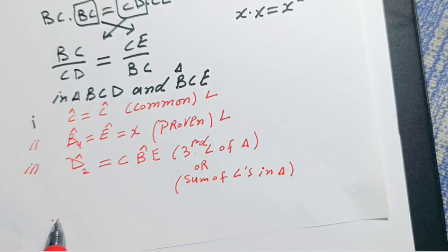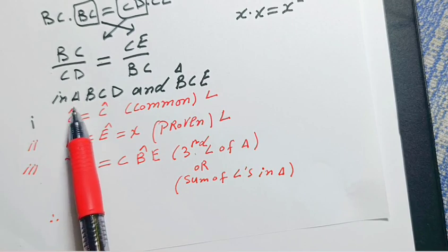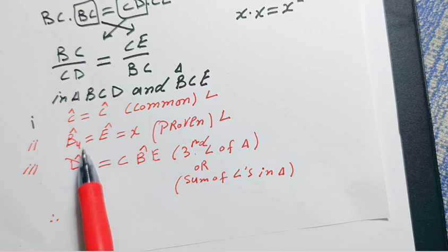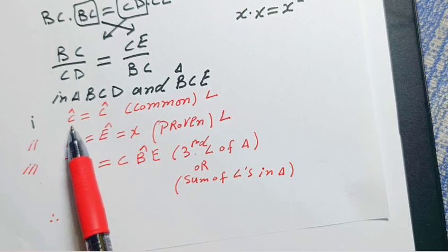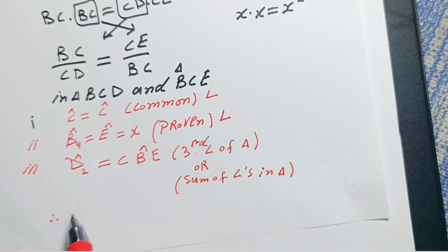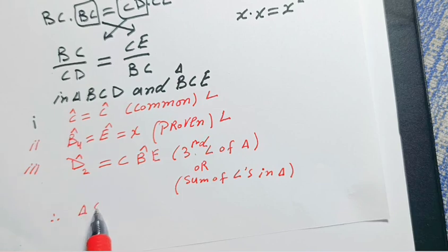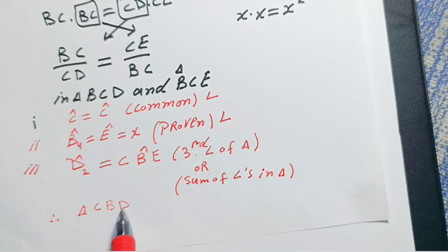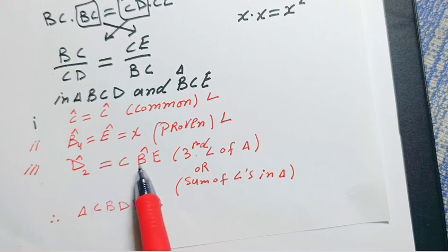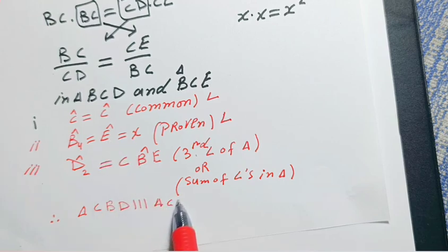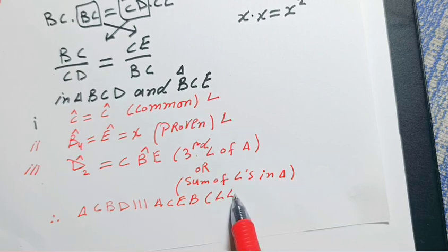Therefore, now pay attention to the order of the letters, CBD. You cannot write it any other way. You have to pay attention to the order of the letters here. So triangle CBD is similar to triangle CEB. Reason is angle, angle, angle.